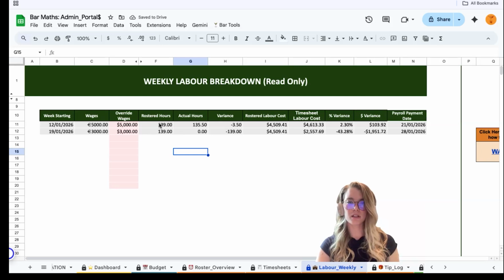You'll have a breakdown of rostered hours versus actual hours, any variance, the total rostered labor cost, the timesheet labor cost, percentage and dollar value variance, and the payroll date. Now, this information here also flows through to the cash flow.